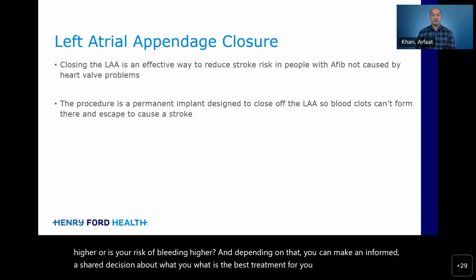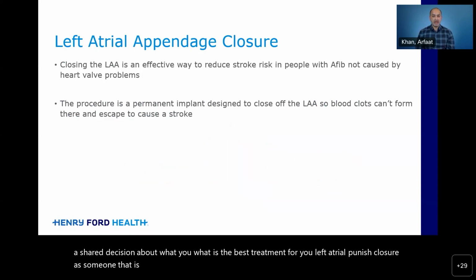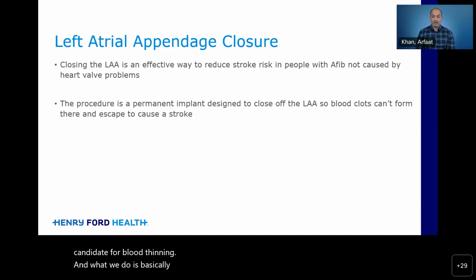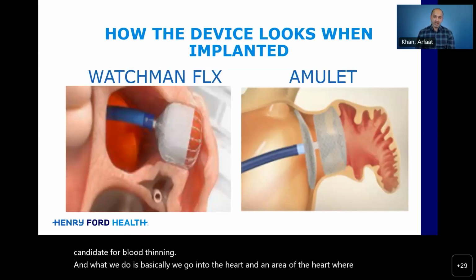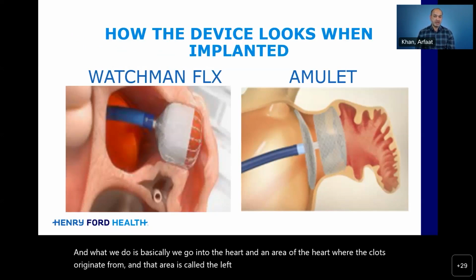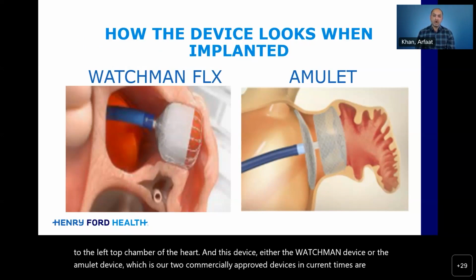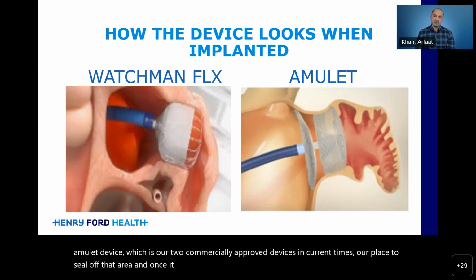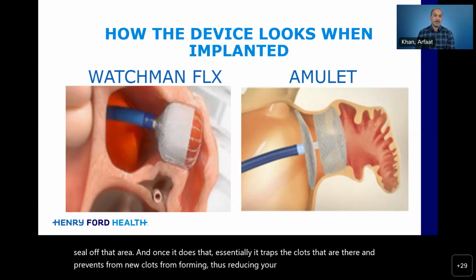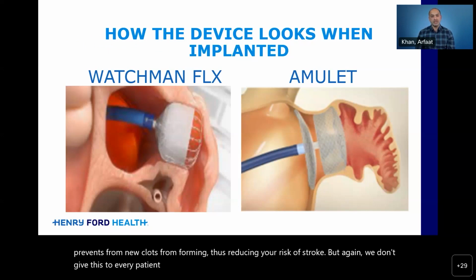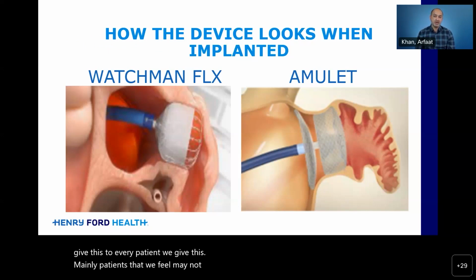Left atrial appendage closure is a procedure that we do for patients that may not be a good long-term candidate for blood thinning. What we do is basically go into the heart, in an area of the heart where the clots originate from, and that area is called the left atrial appendage. It's basically a pouch attached to the left top chamber of the heart. And this device, either the Watchman device or the Amulet device, which are two commercially approved devices in current times, are placed to seal off that area. Once it does that, essentially it traps the clots that are there and prevents new clots from forming, thus reducing your risk of stroke. But again, we don't give this to every patient. We give this to mainly patients that we feel may not be good long-term candidates for blood thinning.